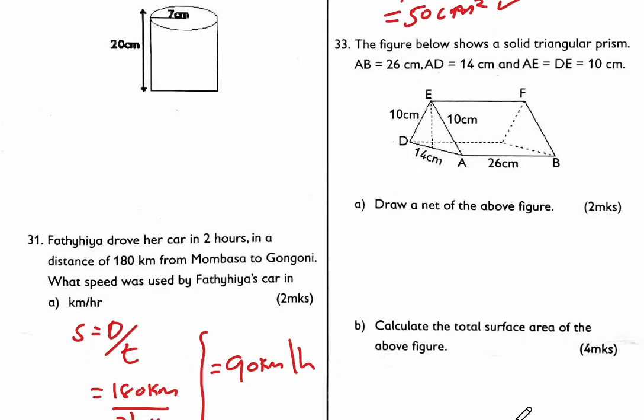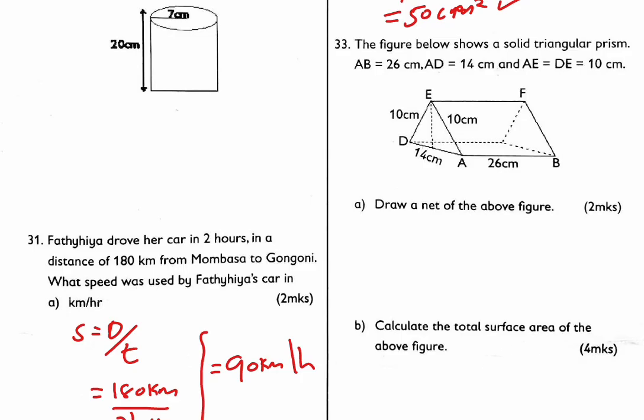The figure below shows a solid triangular prism. AB is equal to 26, AD is 14, and AE is equal to DE, which is 10. Part A: draw a net of the above figure, 2 marks. Part B: calculate the total surface area of the above figure, 4 marks.